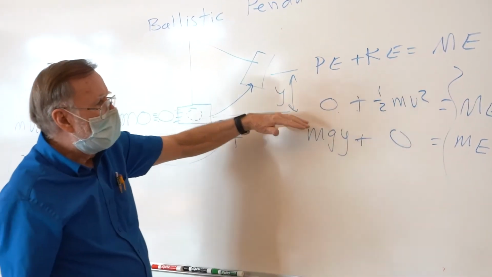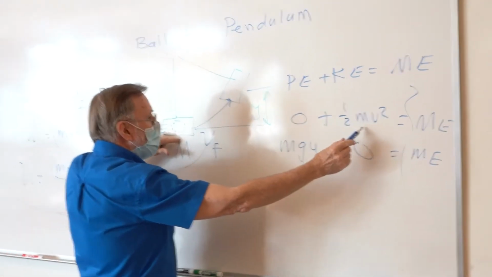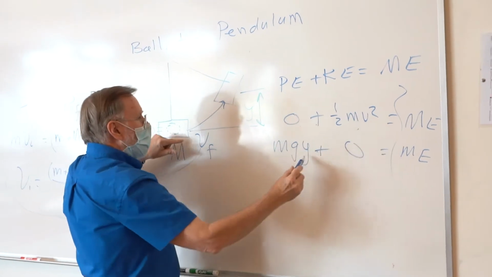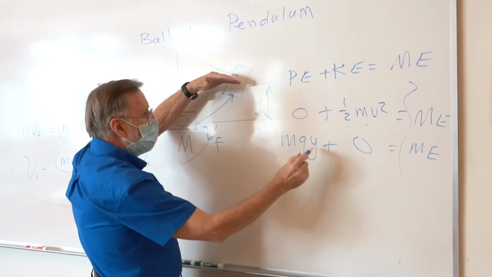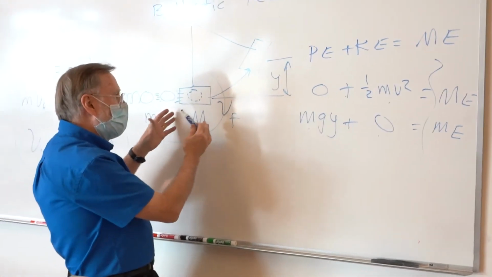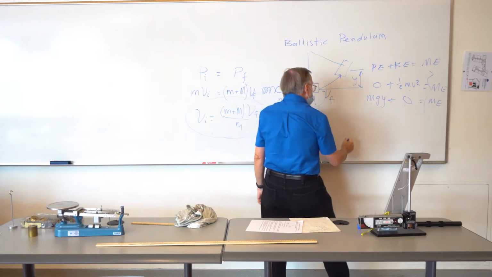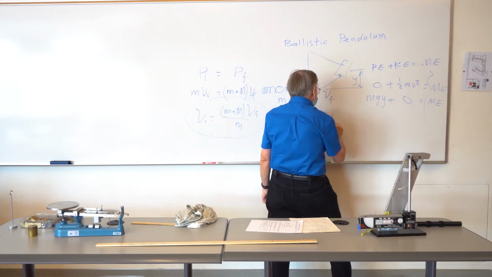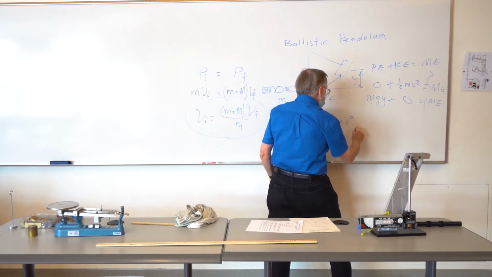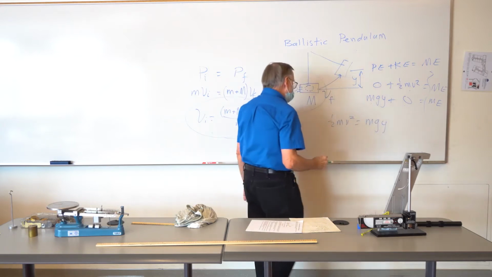So you can see here that at the bottom we have 0 potential plus kinetic energy. And then up here we have at the top potential energy plus 0 kinetic energy. Those two have to be the same because the kinetic energy is converted to potential energy. So the 1/2 mv squared at the beginning must equal mgy at the end.